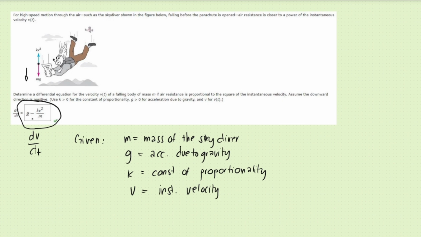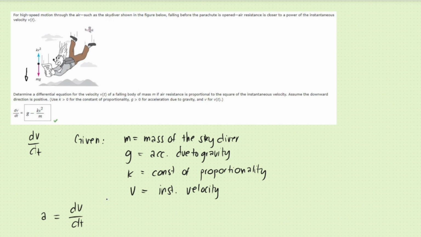We've already defined these parameters: g, k, v, and m. In this problem, we're going to solve for dv over dt, which is basically the acceleration, because you remember that acceleration is defined as the instantaneous change in velocity per instantaneous change in time. That's denoted as a equals dv over dt.